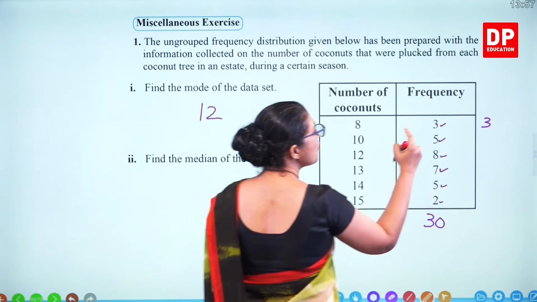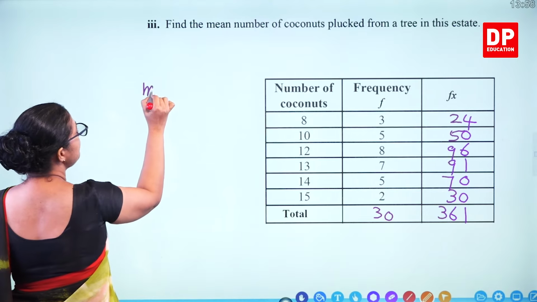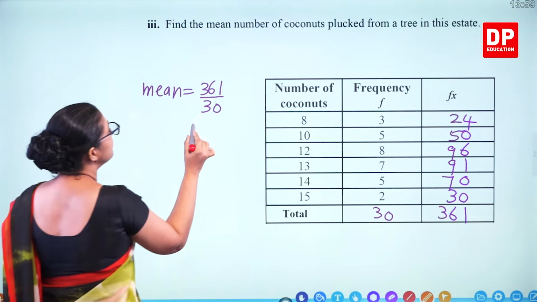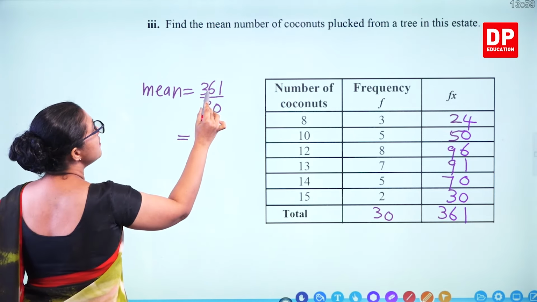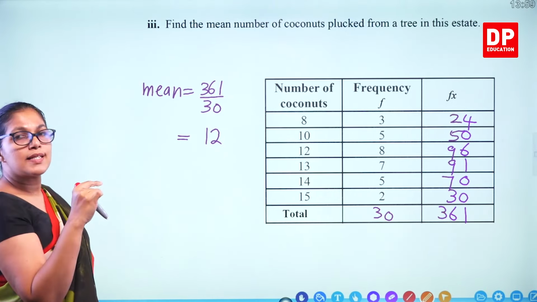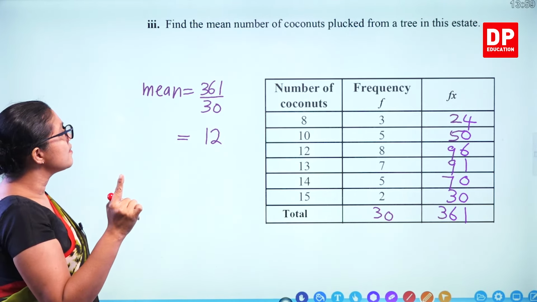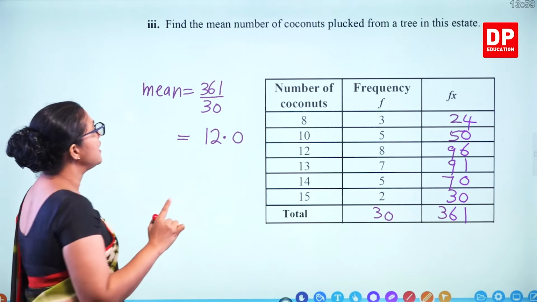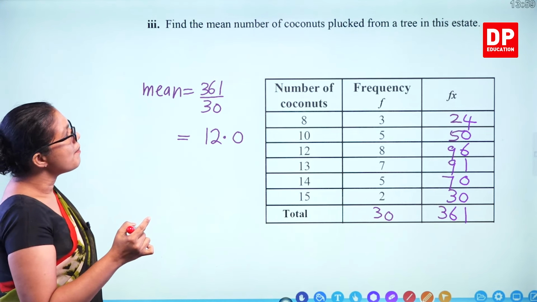What's the total? 10, 11. 1 remaining. 10, 20, 29. 30, 31. 31 plus 5, 36. So mean is 361 divided by 30. 1. So 61. 61 means 2. That's 61 minus 60, you get 1. For 10, that's 0. So roughly 12 is the mean number.